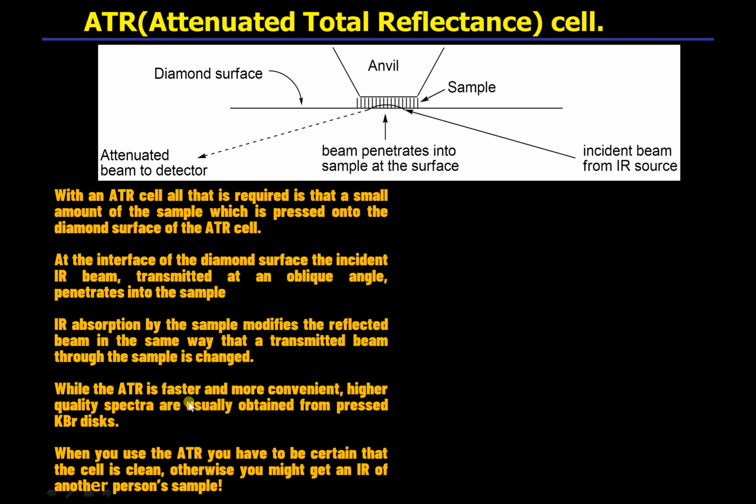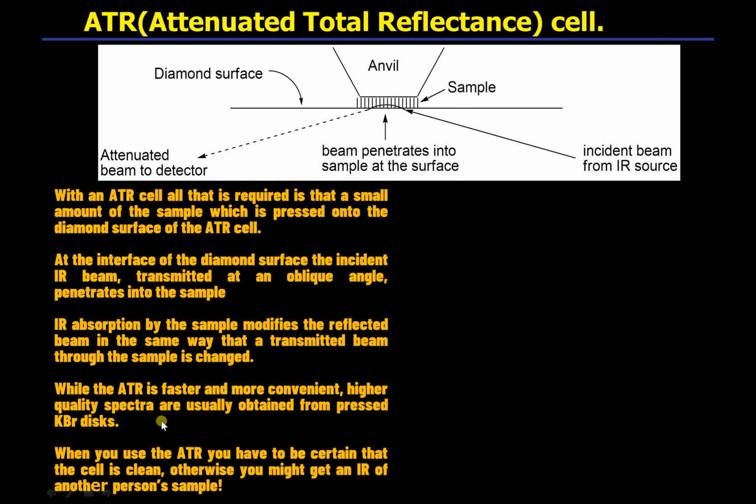Well, ATR is faster and more convenient. Higher quality spectra are usually obtained by KBr disk only. KBr disk is the most preferred method of sampling. When you use ATR, you have to be certain that the cell is clean, otherwise you may get an IR of another person's sample. Because this is such a simple technique, just put the sample on the surface of the diamond, and then put the anvil and just press.